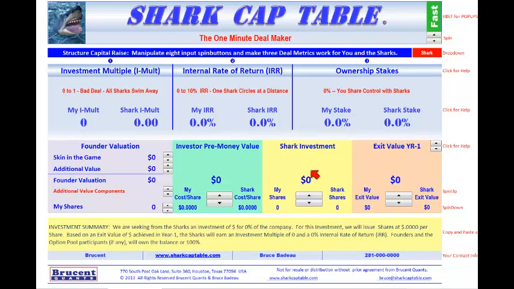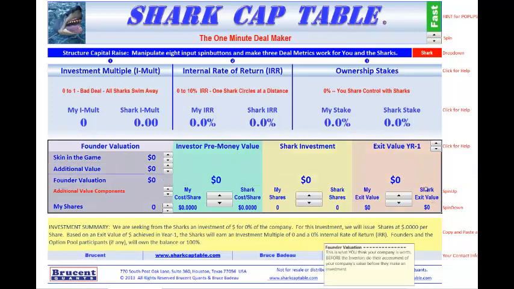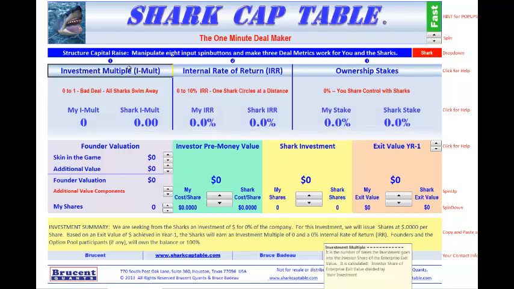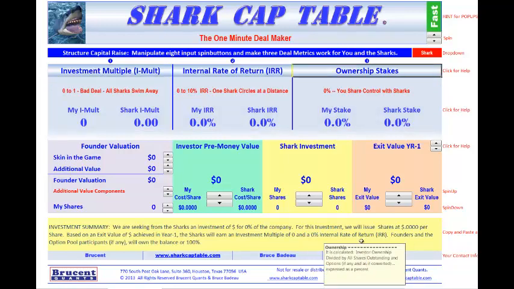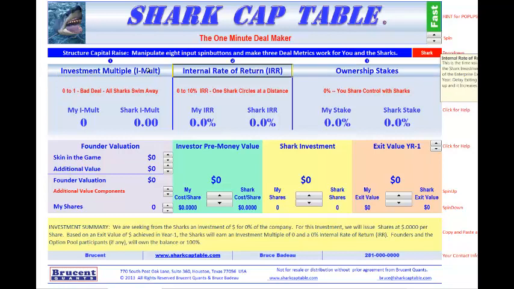This is the 1-minute deal maker, and we are going to structure a capital raise by manipulating the 8 spin buttons, which are down here, and then we will see the output in the 3 metrics. Notice we have 3 metrics, and if you click on them, you're actually getting a little pop-up, and this pop-up can be moved around. A lot of times they just start here and people get a little bit angry with that, so you can move them off to one side and they still work.